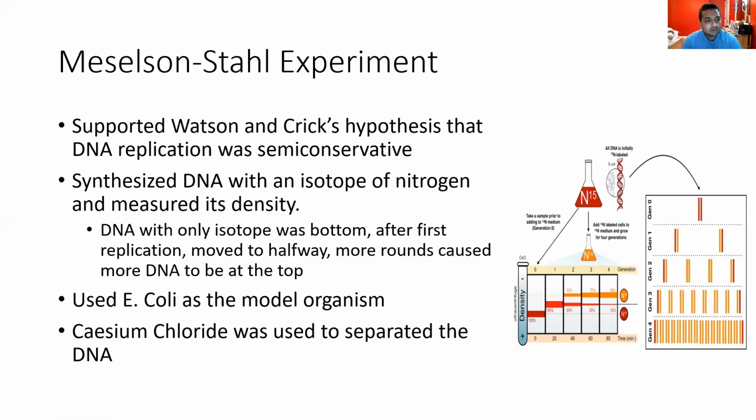So this kind of showed that it was semi-conservative in nature, which means that one strand was completely kept intact and a new strand was synthesized with that strand. And they used E. coli as the model organism for this, Escherichia coli. And cesium chloride, actually, it wasn't DMSO, it was cesium chloride that was used here to separate the DNA.